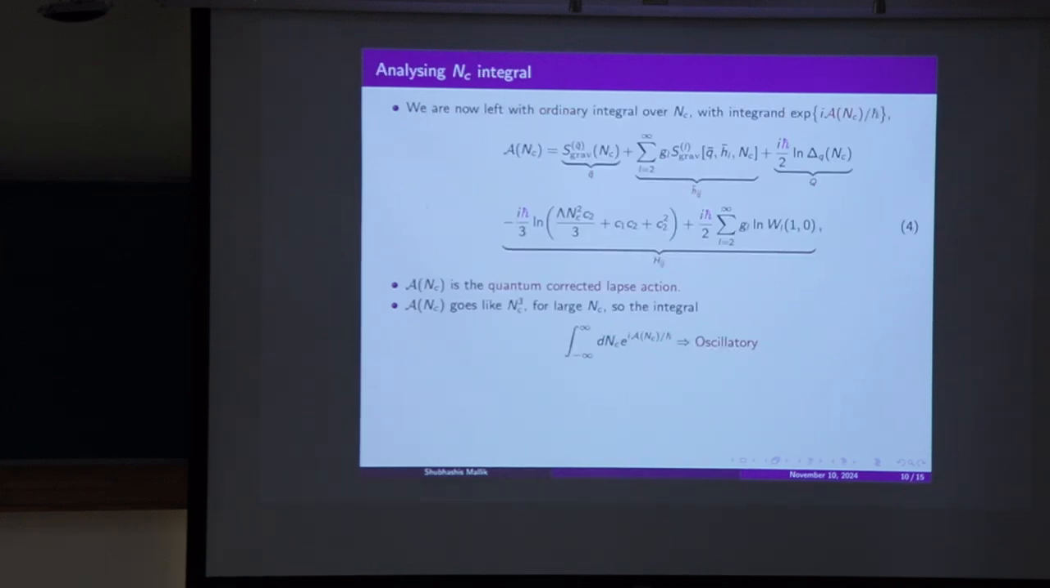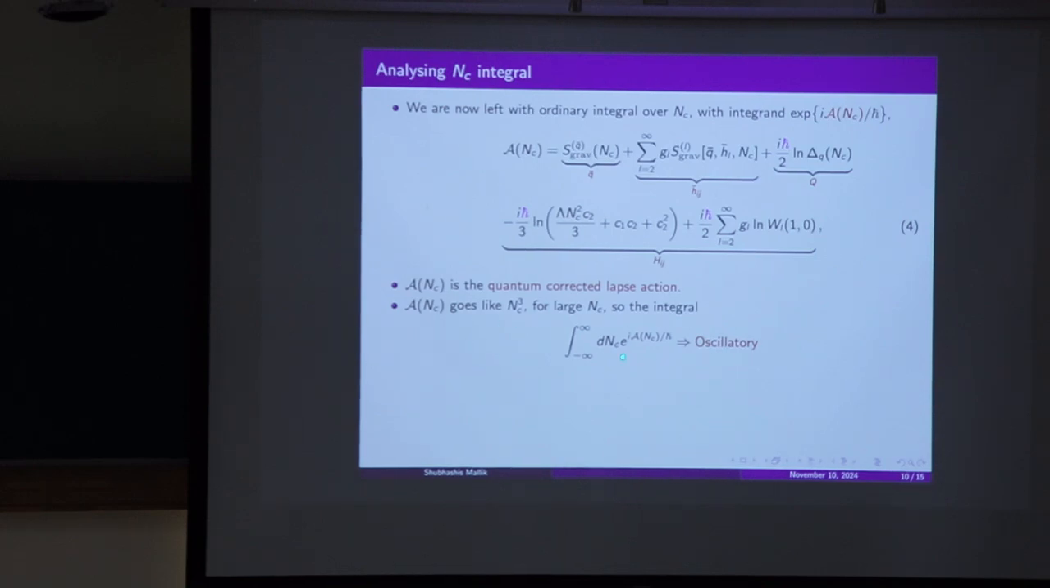Now we do all the path integral stuff and are left with this one ordinary integral over NC, and this exponent integrand will be e to the power i times this curly A, and this curly A is the quantum effective action, the quantum corrected lapse action. It has some correction coming from Q bar, coming from Hij bar, some part coming from capital Q and some part coming from capital Hij. And this is the quantum corrected lapse action, and this goes like N cubed for large N.